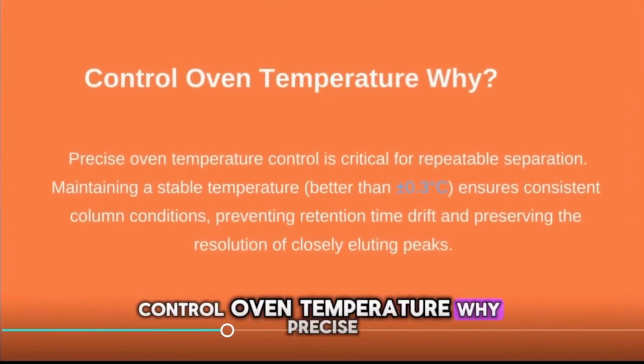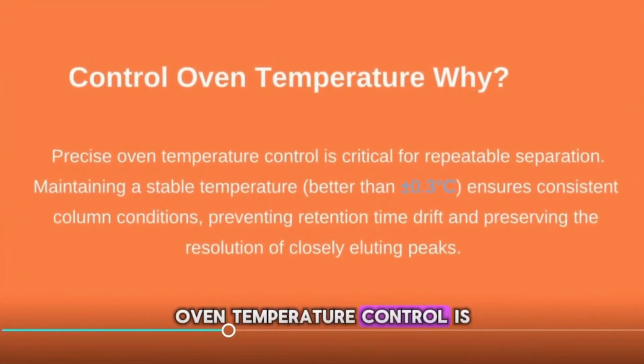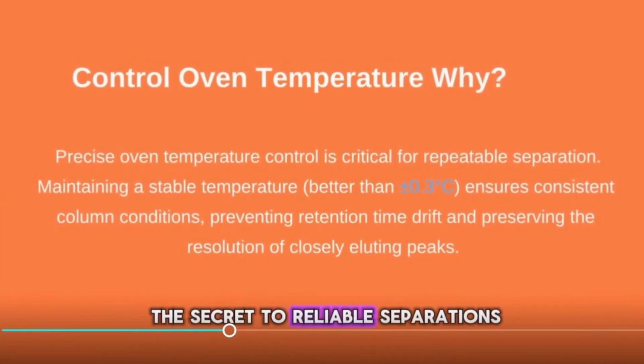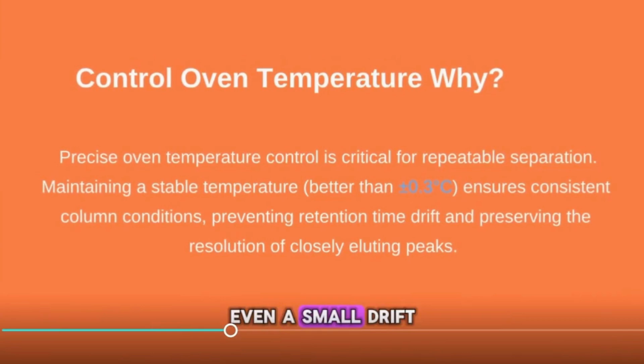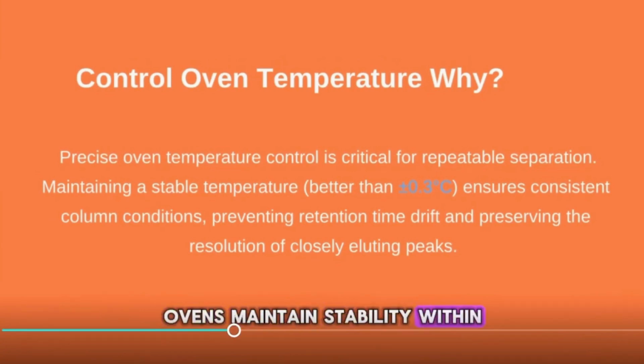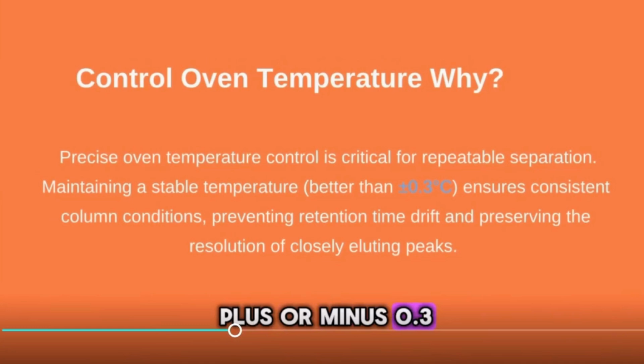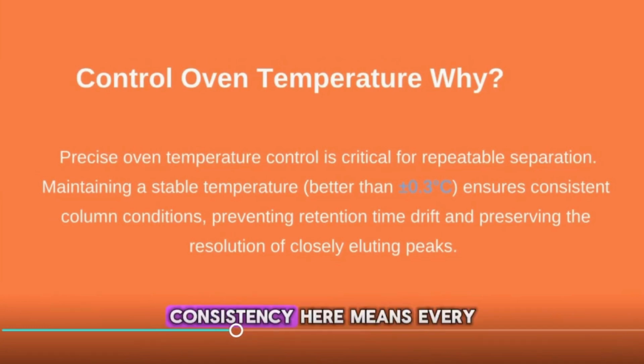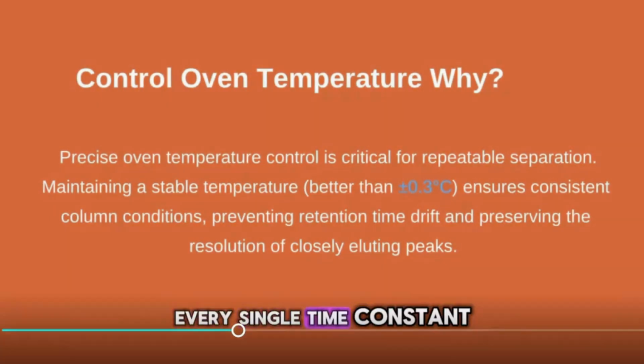Control oven temperature. Why? Precise oven temperature control is the secret to reliable separations. Even a small drift can change retention times and ruin resolution. That's why modern GC ovens maintain stability within plus or minus 0.3 degrees Celsius. Consistency here means every peak appears exactly where it should, every single time.